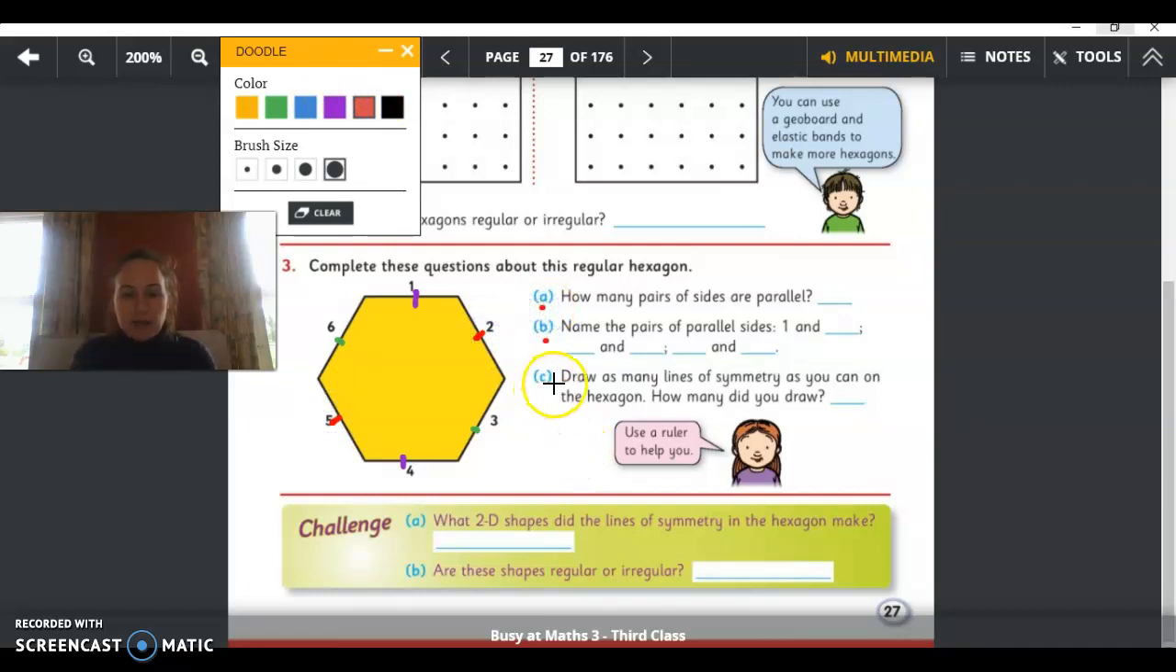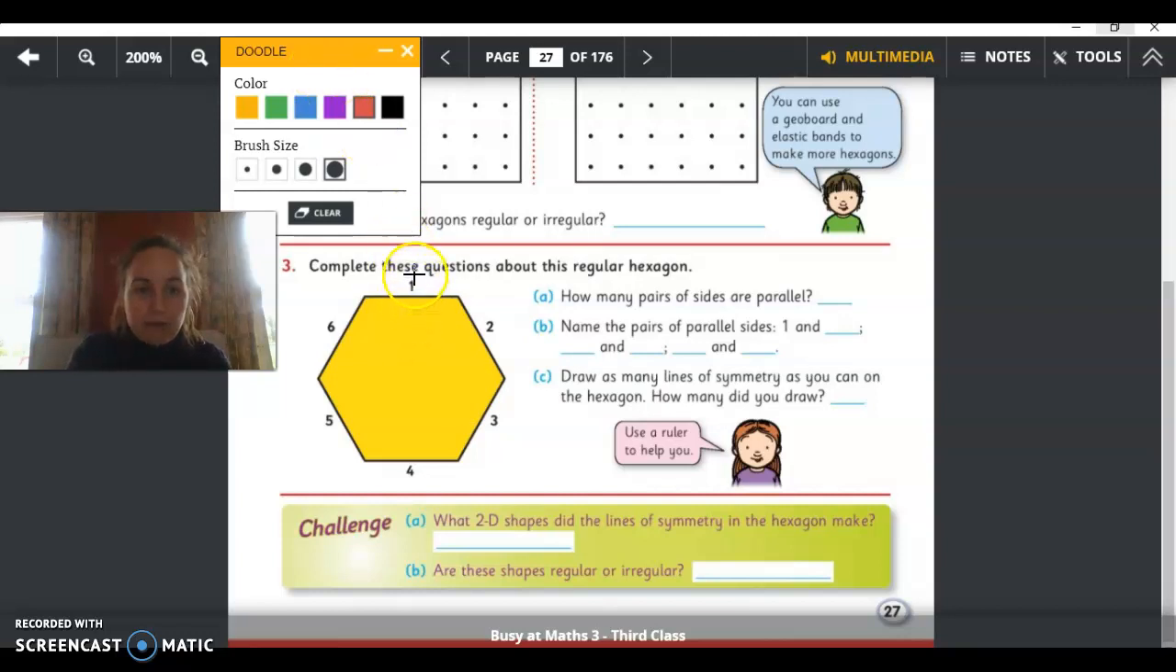And then C is draw as many lines of symmetry as you can on the hexagon. And then it wants to know how many did you draw. You need to use a ruler for this. So remember, lines of symmetry must go through the middle, and both sides then must be identical on either side. They must fit into each other and be the same. If you were to fold it down your line of symmetry, both sides would fold into each other.